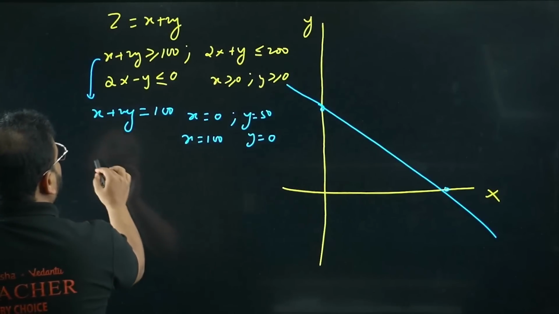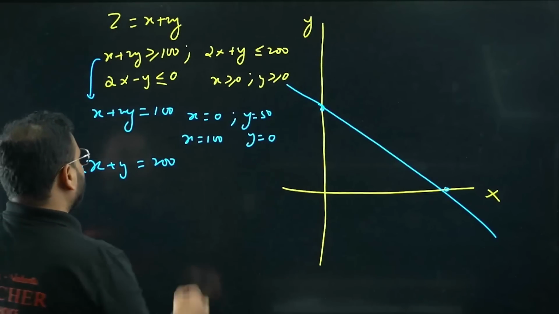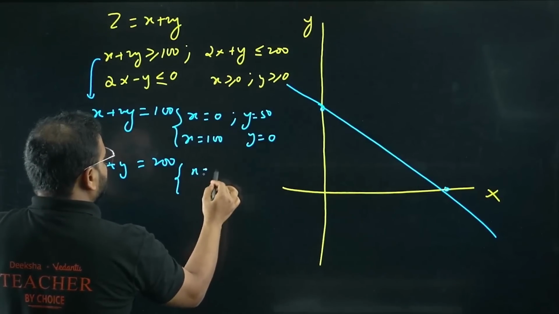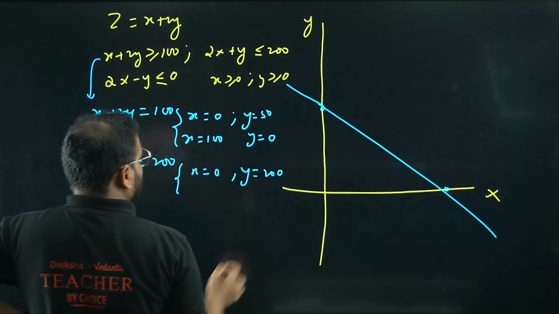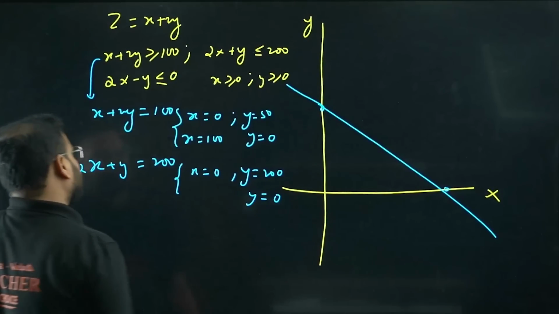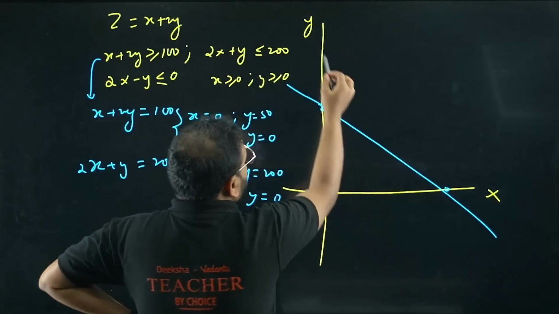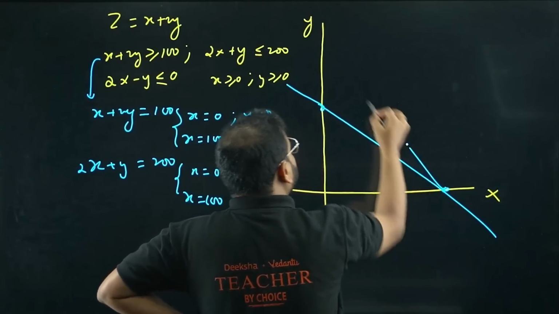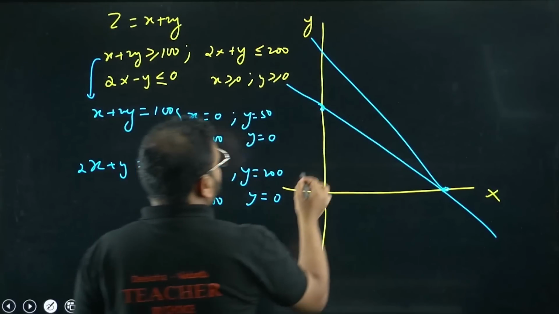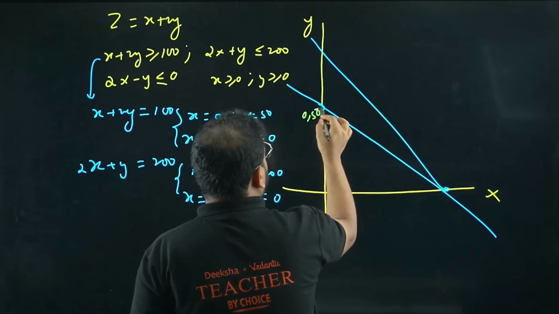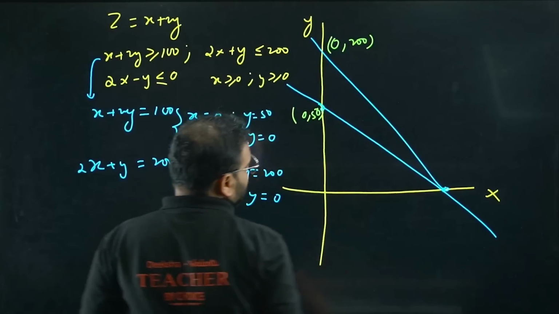What else now? For the second equation, 2x plus y is equal to 200. When x is 0, I get y as 200. And when y is 0, I get x as 100 again. So again my points are over here. Please check. It'll be going like this. Now I can write the coordinates for these two. I have over here 0, 50. This is going to be 0, 200. And this is going to be 100, 0.